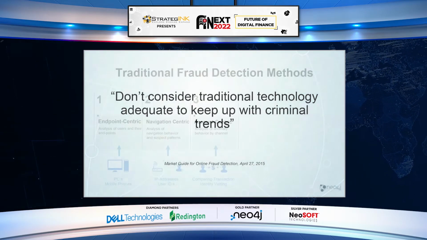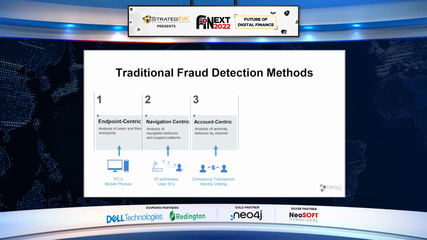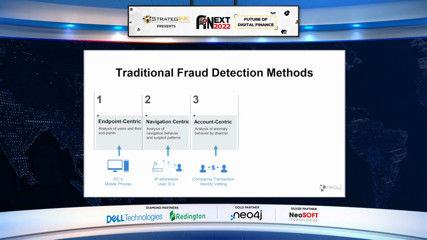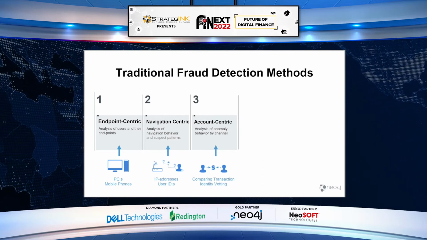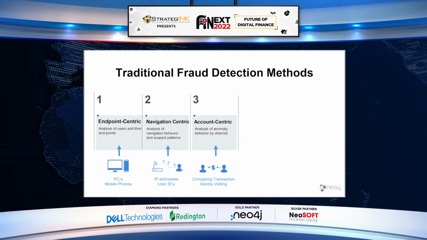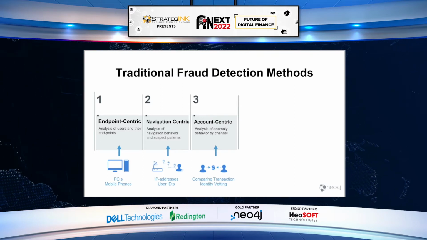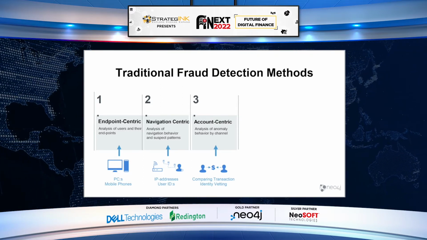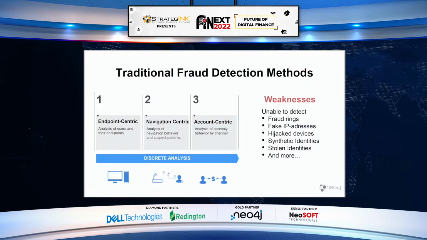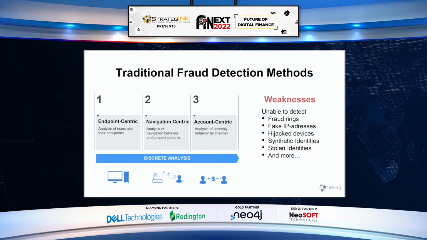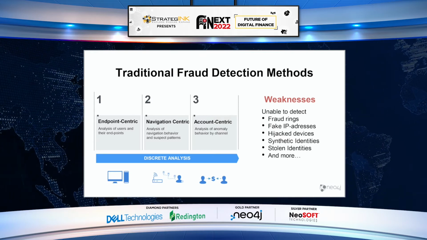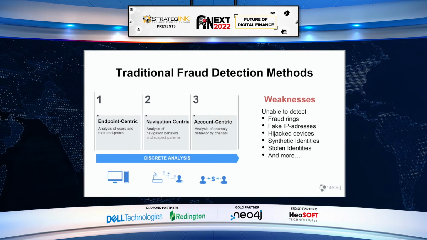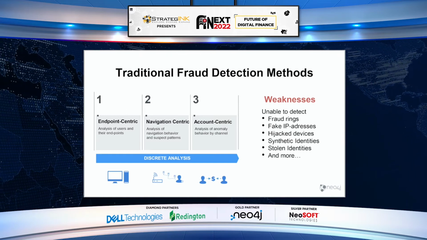criminals have stepped ahead. Now, the typical methods that you might have today would either be endpoint centric, navigation centric, or account centric, which is to say you would either look for fraudulent devices, fraudulent networks, IP addresses, or a mismatched user to an account. For example, a new bank creation would be an account centric fraud detection method. The good thing about this is it works when you're looking for discrete analysis. The weakness is if they start working together, there's very little we can do to stop that today.